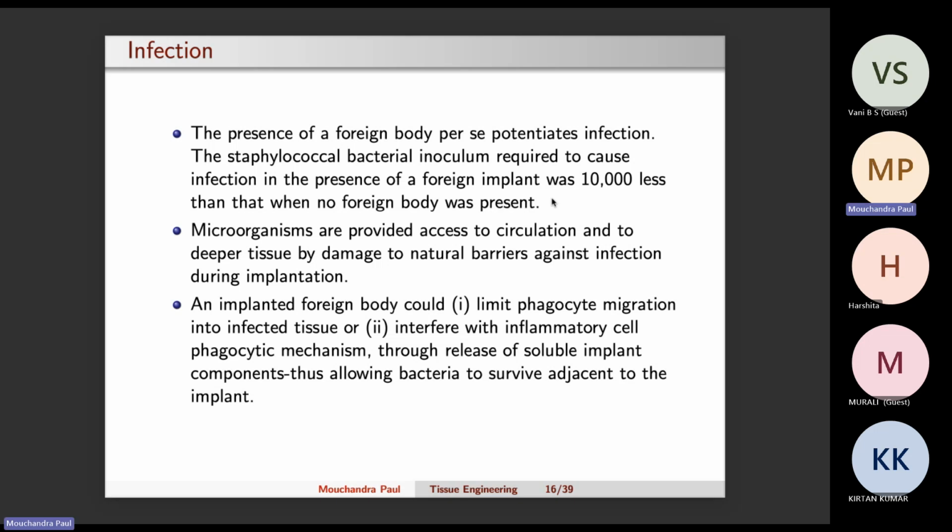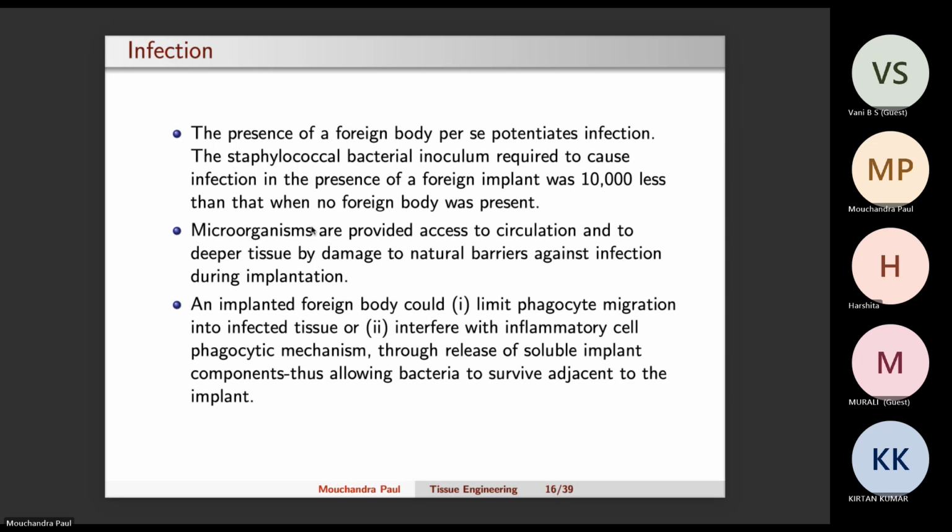The inoculum is the number of cells of Staphylococcus bacterium that is required to start an infection. It is very small in comparison to the case where the patient does not have a foreign body. In the presence of a foreign body, you need only a few cells, say one bacterial cell, to come to the implant site and cause infection. Whereas in the other case, you need at least 10,000 bacterial cells to cause an infection.